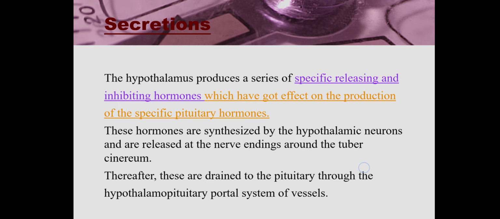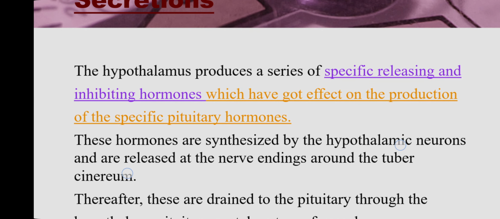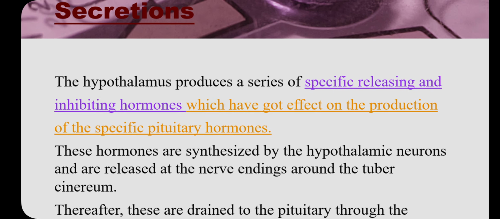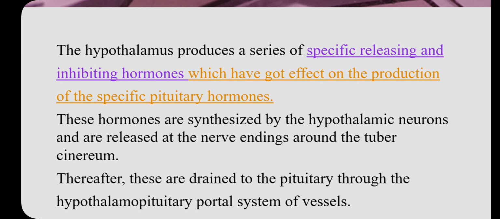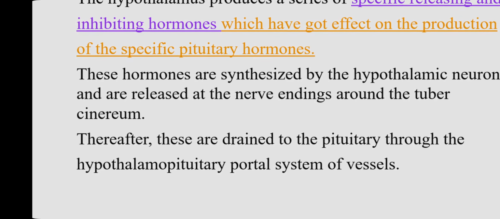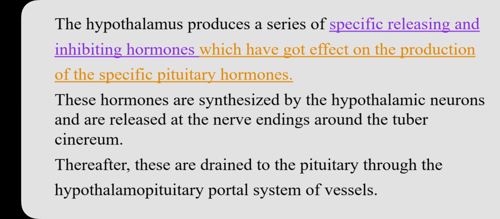Coming to the secretions of the hypothalamus, it produces a series of specific releasing and inhibiting hormones. So here it is producing different hormones which are releasing or inhibiting in nature, which have an effect on the production of specific pituitary hormones. These releasing and inhibiting hormones act directly on the production of pituitary hormones. These hormones are synthesized by the hypothalamic neurons and are released at the nerve endings around the tuber cinereum. It is a part connecting the pituitary.